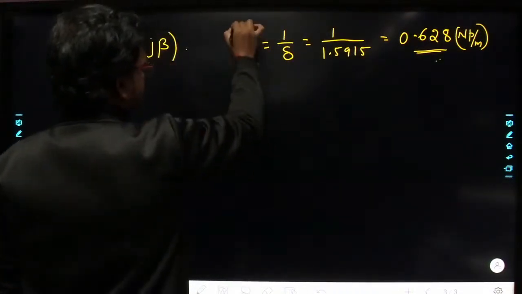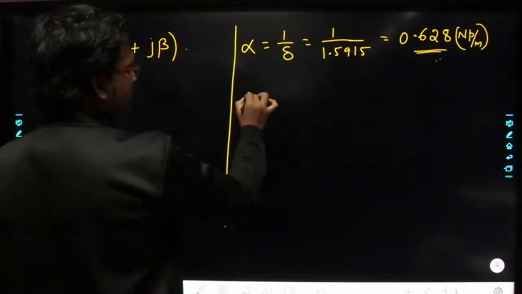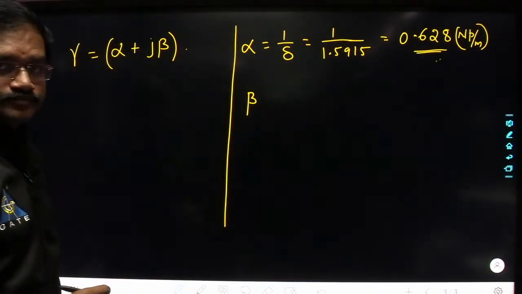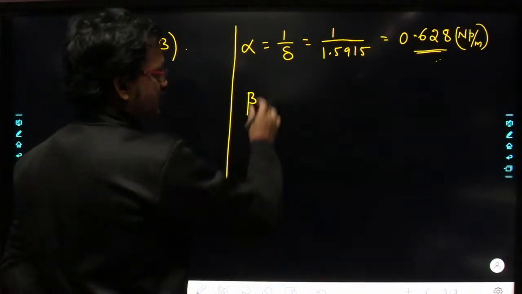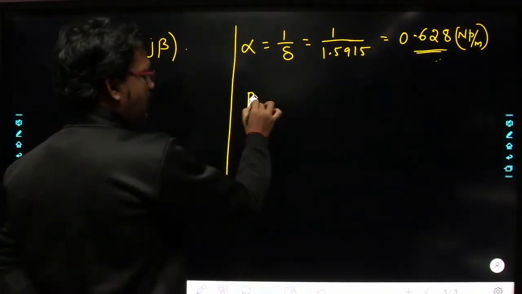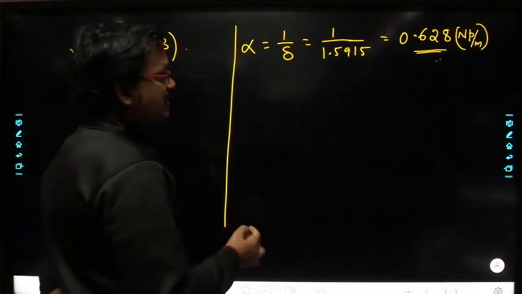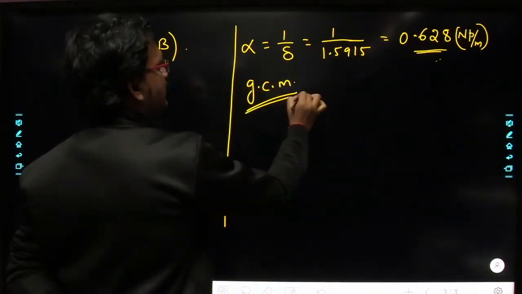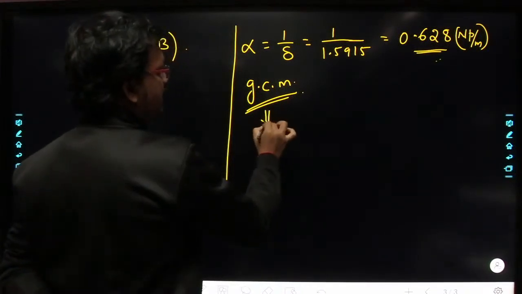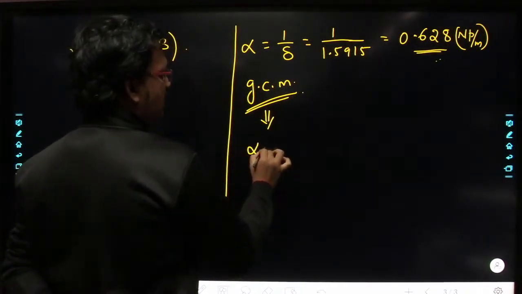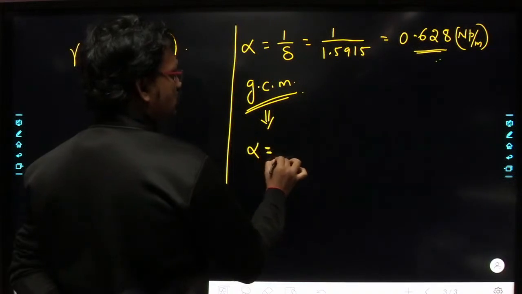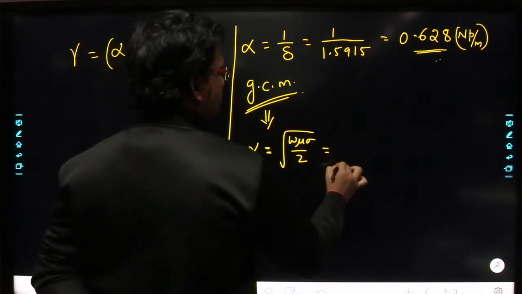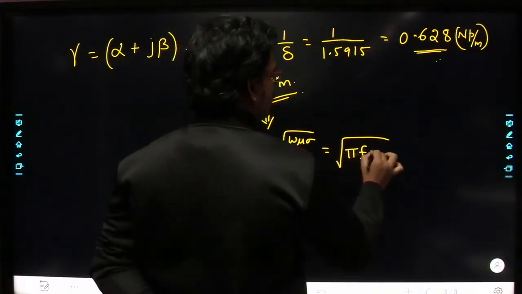Next, what is the value of beta here? How can you determine the value of beta? Tell me. We know that the medium is behaving as a good conducting medium. We have already determined that, yes or no? So in a good conducting medium, what is the expression for alpha? Alpha is equal to square root of omega mu sigma by 2, which is nothing but square root of pi f mu sigma.